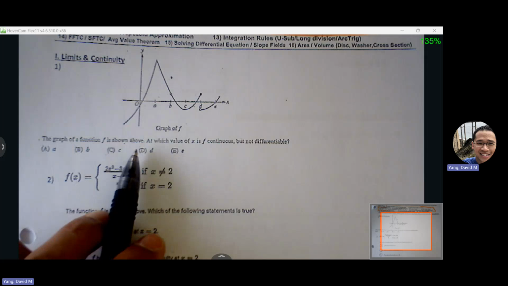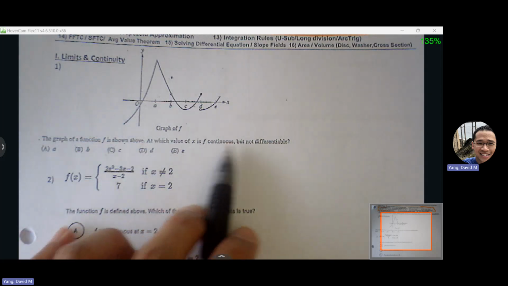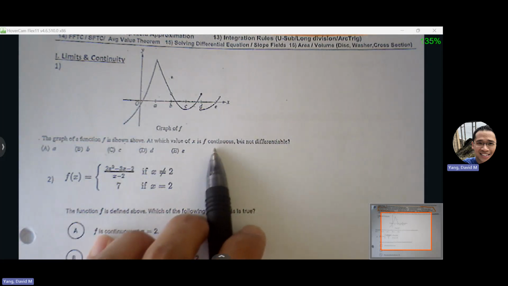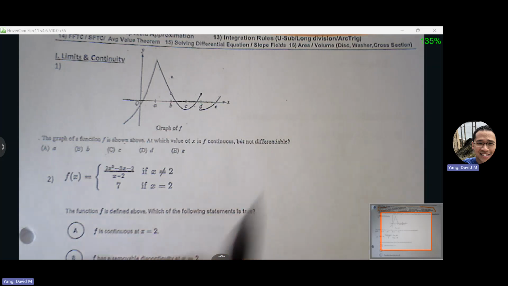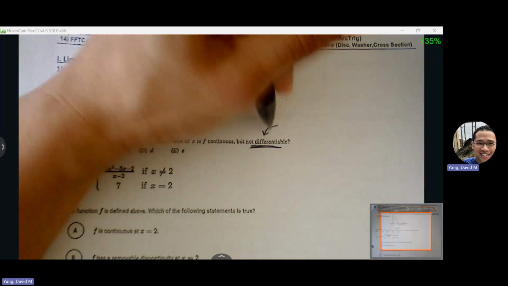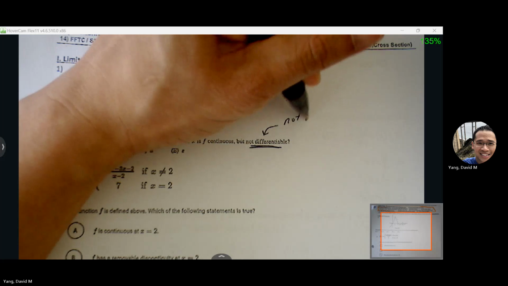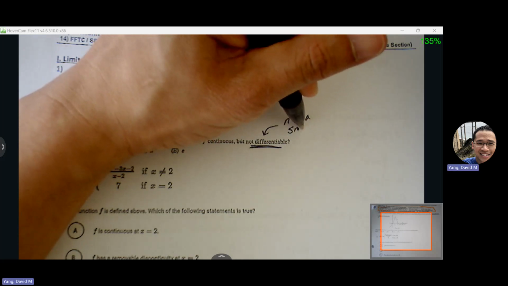It says the graph of f is shown above, at which value is the graph continuous but not differentiable. So continuous means it needs to be part of a connected graph, but not differentiable means it's not a smooth point.